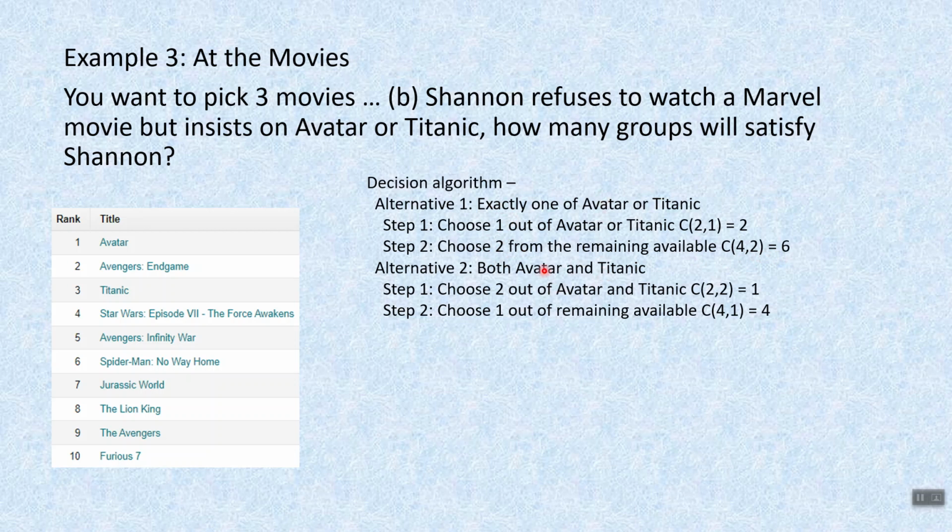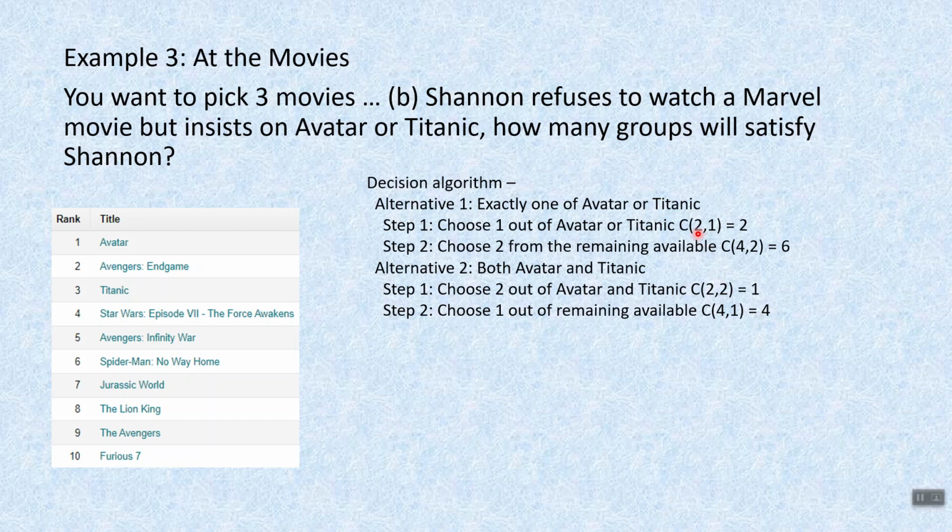But what happens if we watch both Avatar and Titanic? Step 1, we'll choose 2 out of those 2 movies. So the combinations of 2 choose 2 is equal to 1. If I want to choose both, there's only one way I could do it. I choose both. And then we'll want 1 more movie, because we want our group of 3. Right? Choose 1 out of the remaining 4 available. 4 choose 1 of combinations will give us 4.